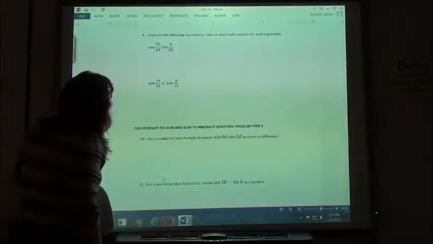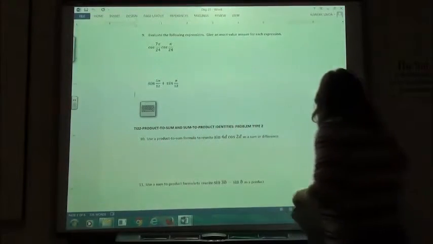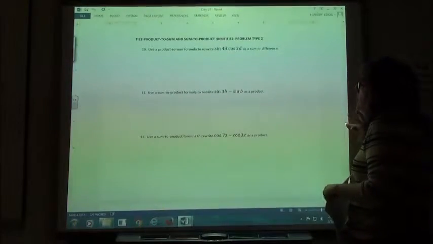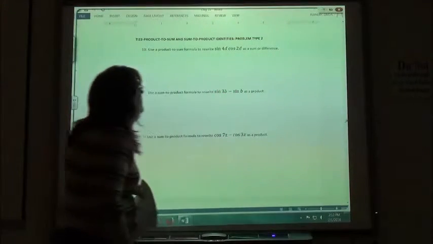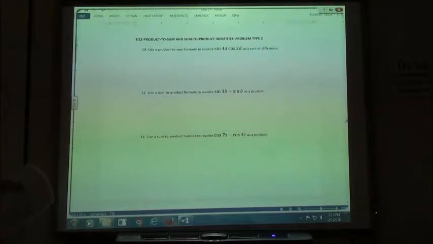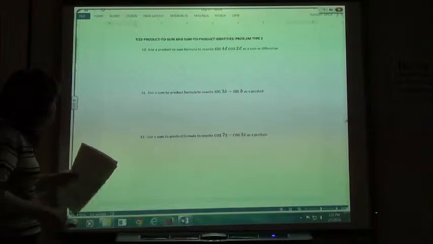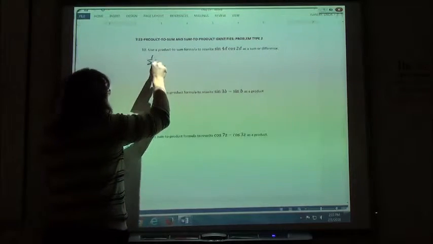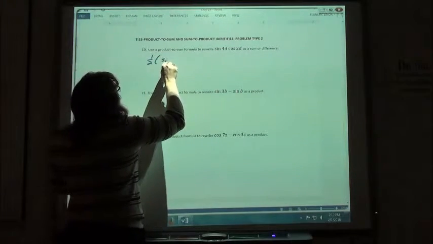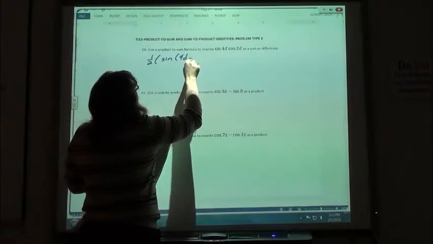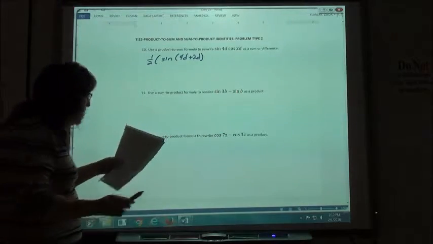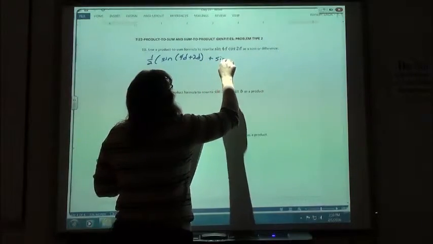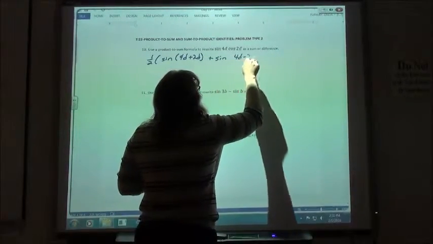So going back over here, number 10 says use a product to sum formula to rewrite sine of d cosine of 2d as a sum or a difference. So we have the sine times the cosine. If we look up our formula, it's 1/2 the sine of 4d plus 2d, a plus b, plus the sine of 4d minus 2d.